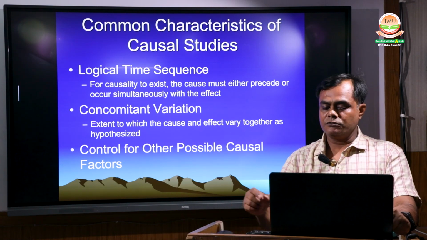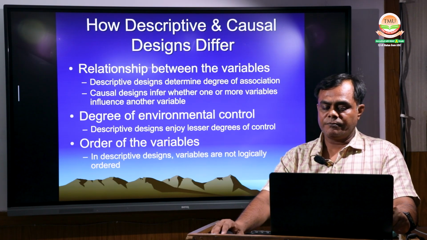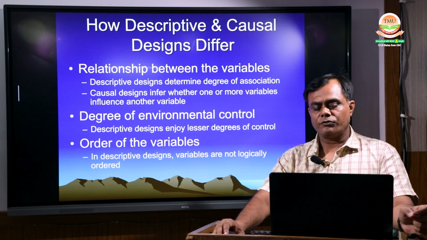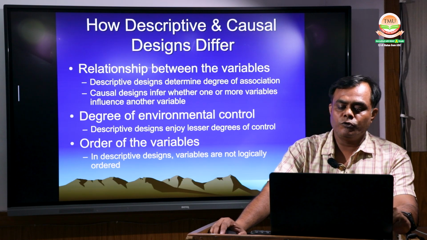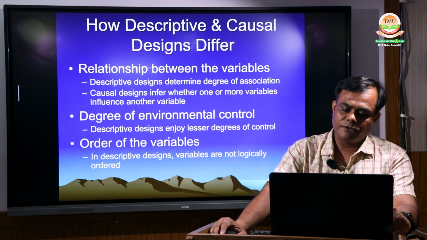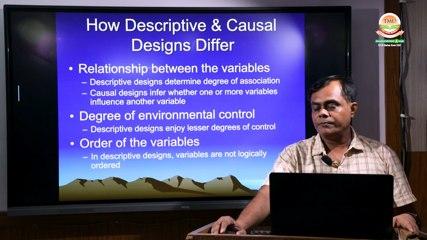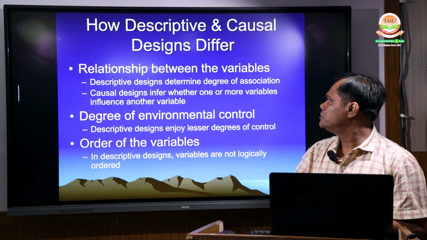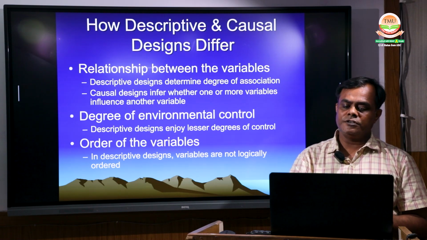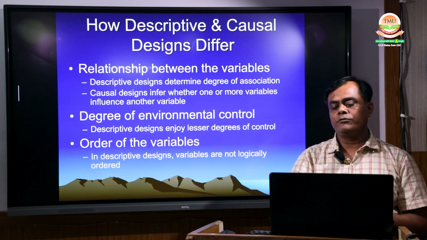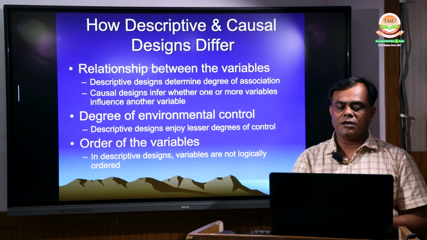How do descriptive and causal research designs differ? Relationship between the variables: descriptive design determines the degree of association. Causal designs infer whether one or more variables influence other variables. So on the basis of relationship, descriptive and causal are very different. Descriptive just determines the degree of association. On the other hand, causal designs give you an input of the influence of one variable on the other variable.